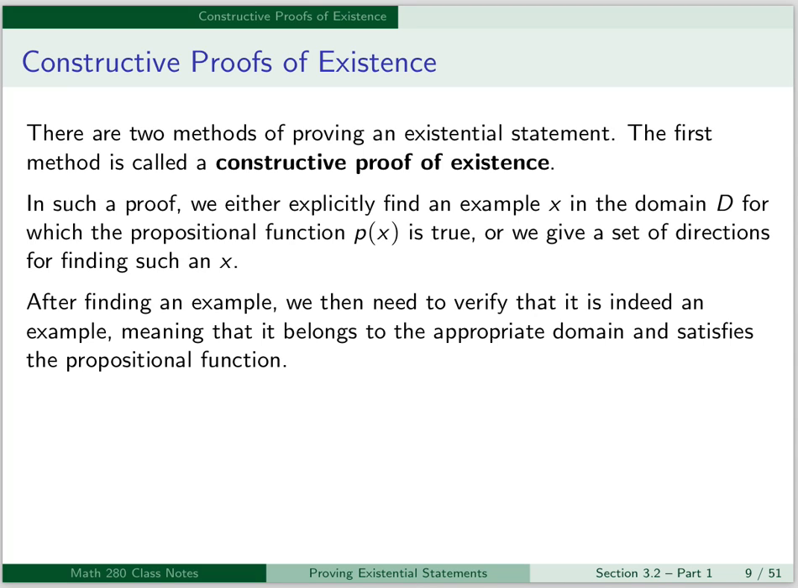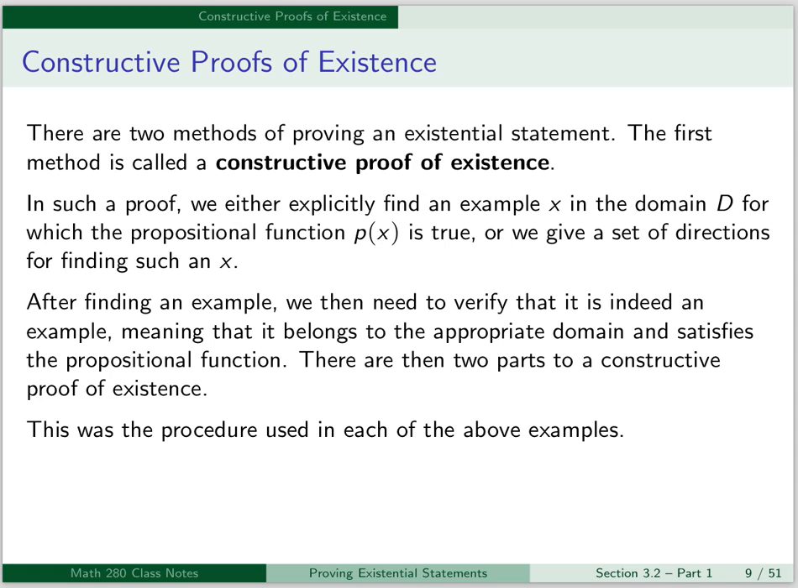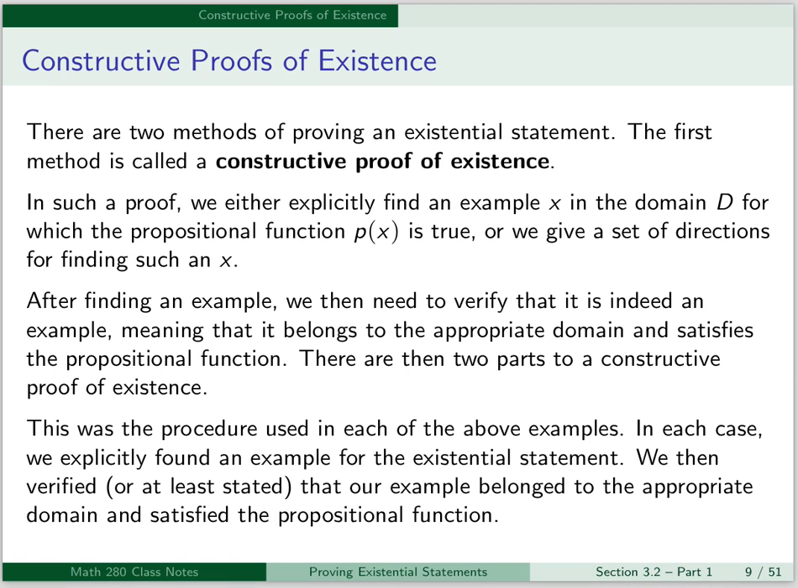After finding an example, we then need to verify that it is indeed an example, meaning that it belongs to the appropriate domain and satisfies the propositional function. There are then two parts to a constructive proof of existence: finding the example and then verifying that it satisfies the necessary conditions. This was the procedure used in each of the above examples. In each case, we explicitly found an example for the existential statement. We then verified, or at least stated, that our example belonged to the appropriate domain and satisfied the propositional function.